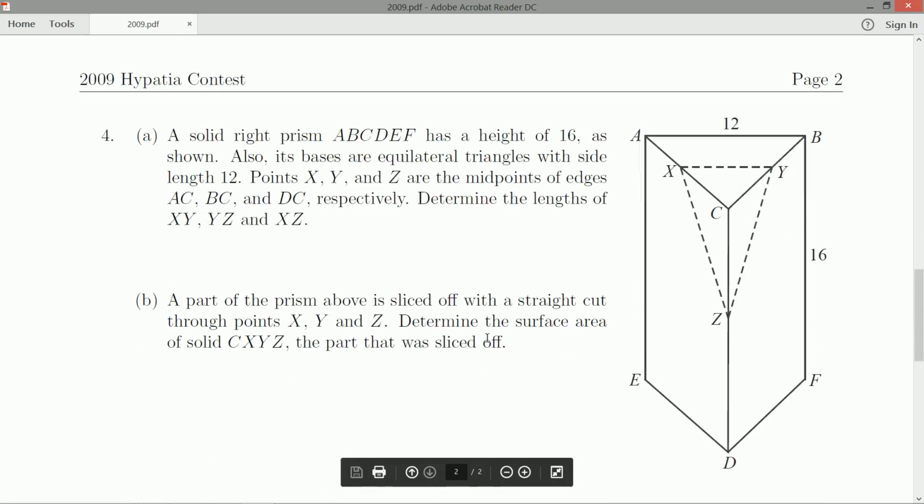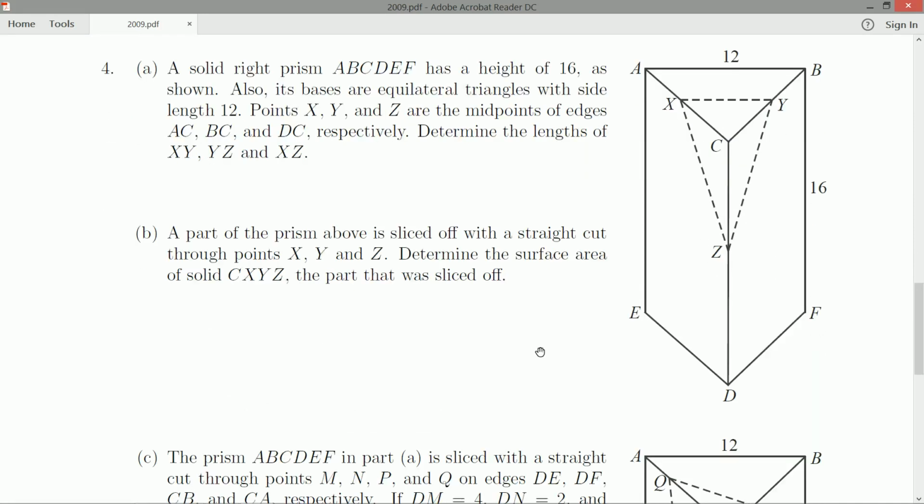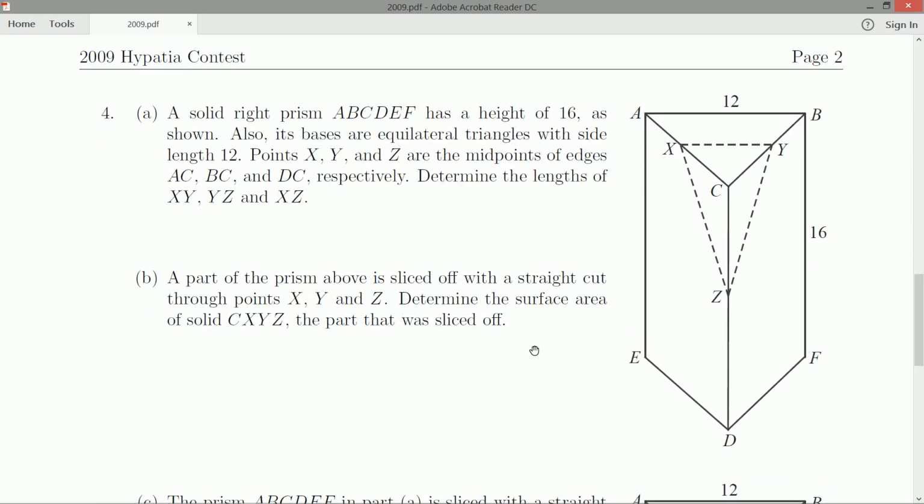I think that's kind of nice. We do a length, then we do area, then we do volume, but I'm not seeing really how many of these questions are connected. I think it's just ever more challenging three-dimensional geometry.